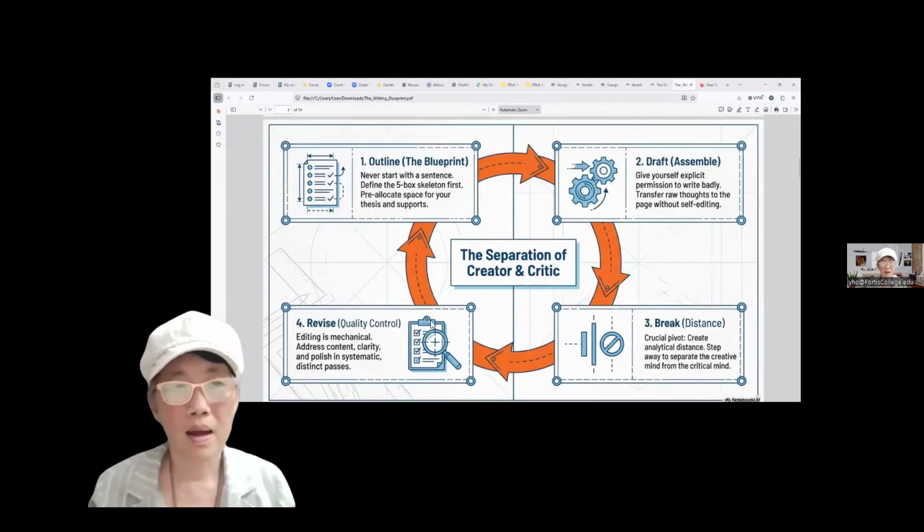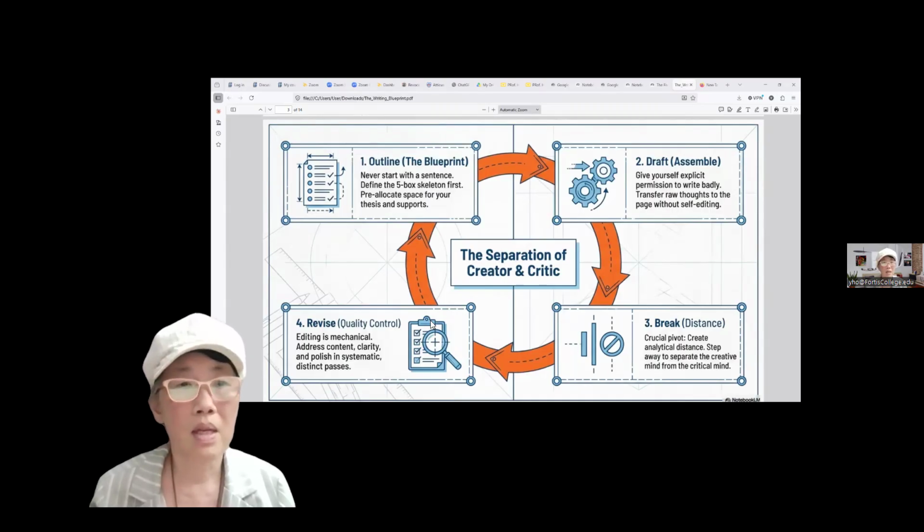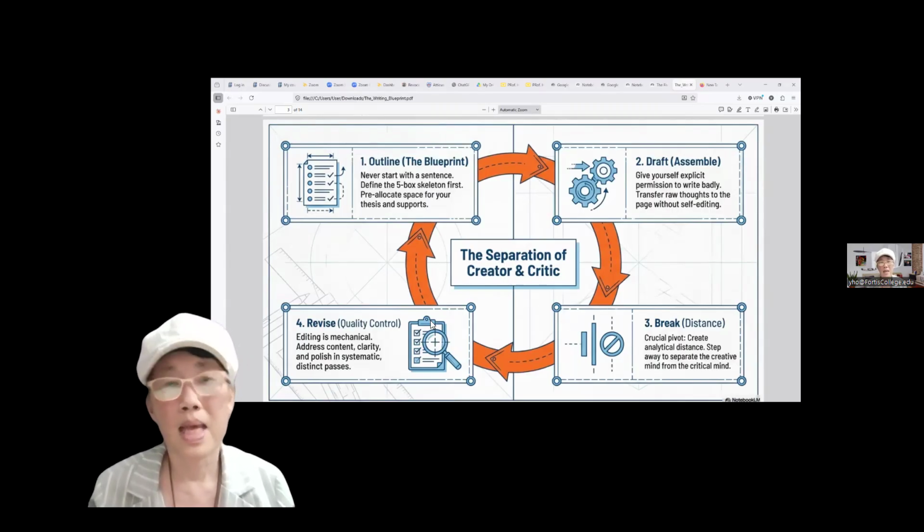When we write, the writing process starts with your outline, in other words, the blueprint. You define your 5-box skeleton first, and you write your thesis and your outline. Writing your outline is also known as pre-writing. After you do your pre-writing, that's one sitting. Then you work for 20 minutes, take a 10-minute break, and come back and convert that outline into your rough draft. That would be your second sitting, the writing stage of the writing process, when you convert the outline into a 5-paragraph essay.